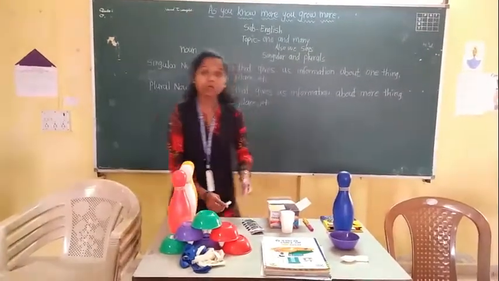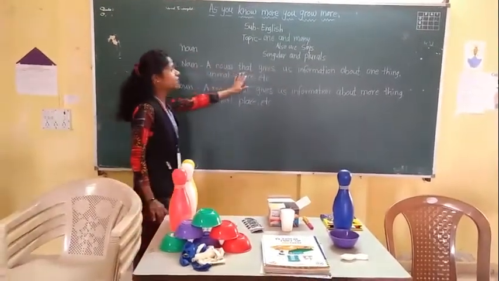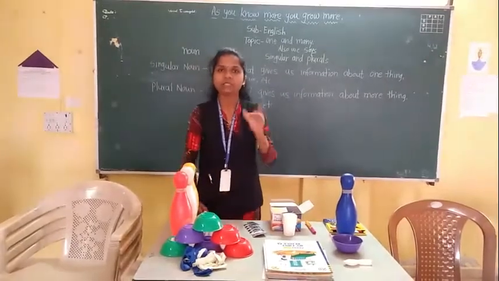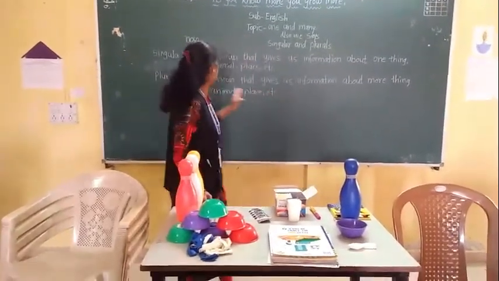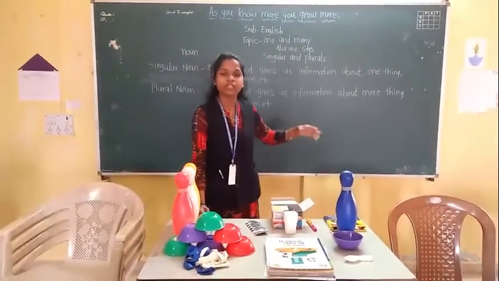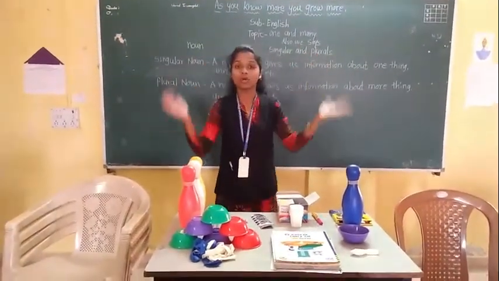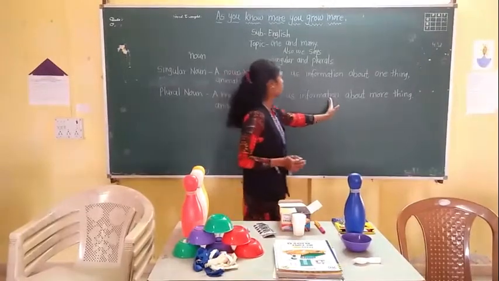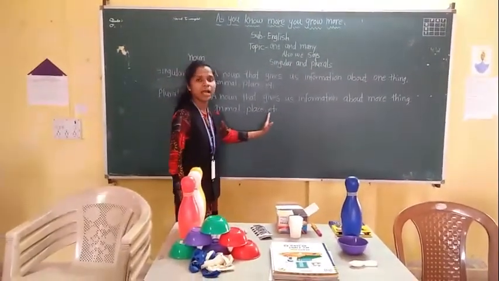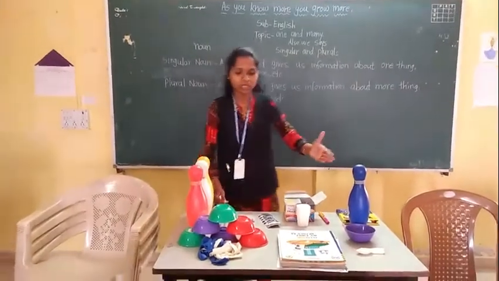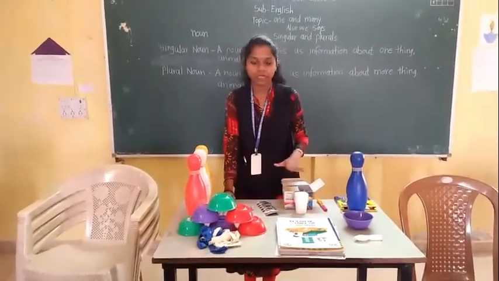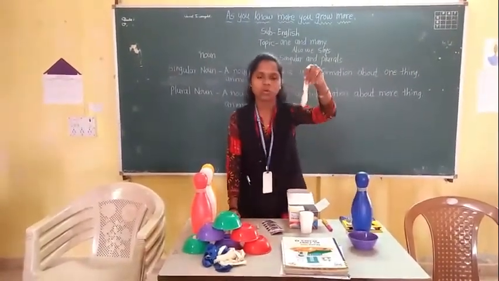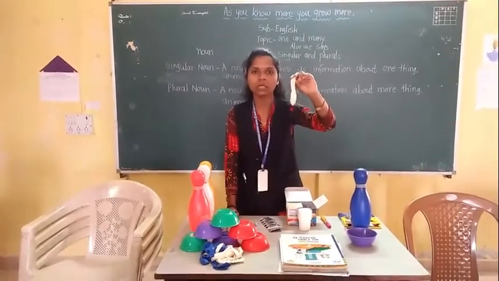Okay, now means you know a noun that gives us information about one thing, one animal, one place, that is called as one. And in the plural, that noun gives us information about more things. Means more information about more things, animal and place. Okay? So here I have kept some things that you have to just recognize. Okay? Now see here. What is this? One balloon. It is one balloon.